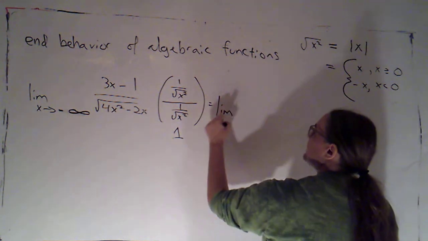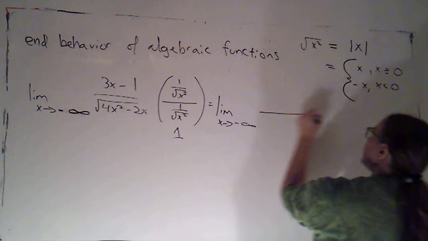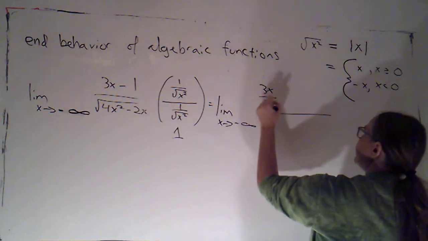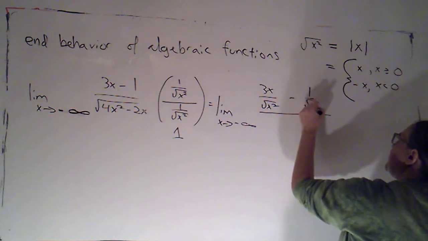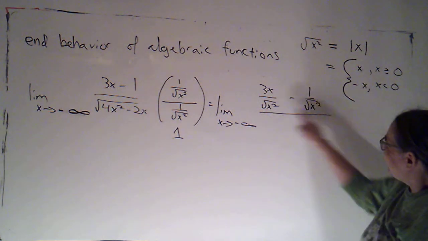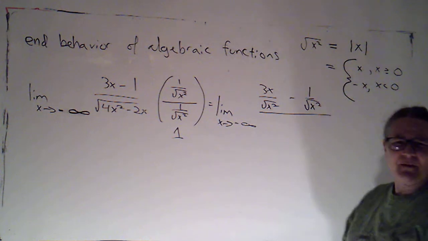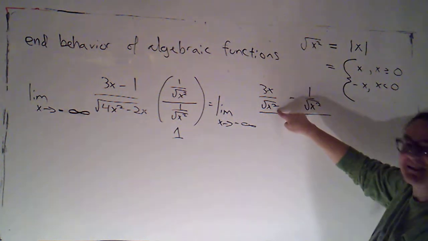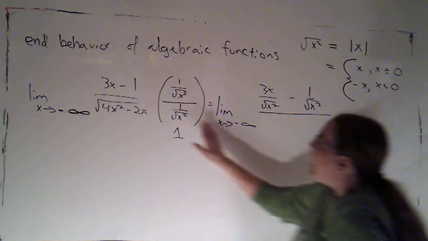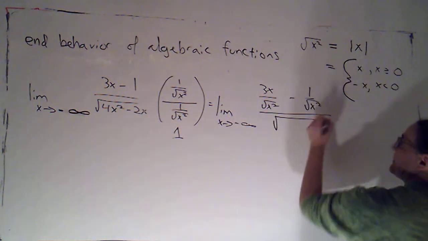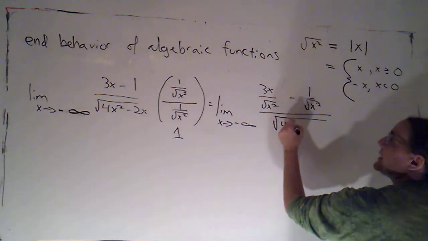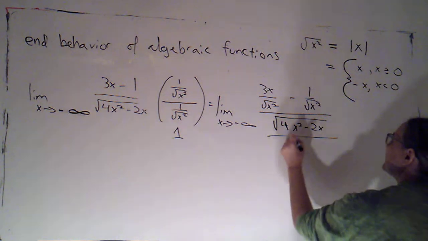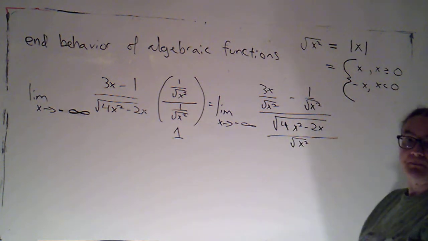So that gives us the limit as x goes to negative infinity. Now on top, I can go ahead and distribute that. So we get 3x over root x squared minus 1 over root x squared. It's distributed, but it's not going to be very easy to cancel because I've got x's not under a root and x's under a root. On bottom, I can't really distribute just yet, but I can say this is root 4x squared minus 2x, that's just one thing over root x squared.